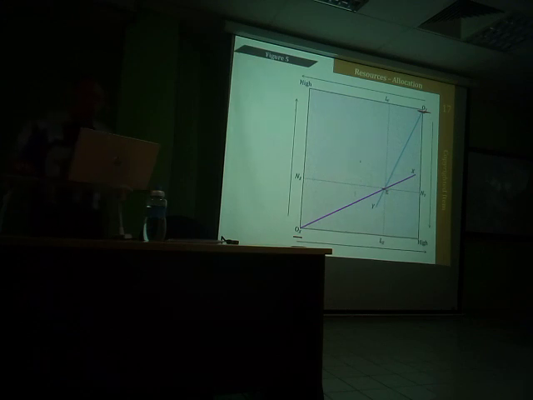Now, how to read this Edgeworth box? From here, we have the point of origin of X. This vertical axis measures the quantity of land. The more you go up, the more land you use. And the horizontal axis measures the quantity of labor. The more you move to the right side, the more labor you use. And from the other corner, if you move to the left side, you use more labor, and if you move downward, you use more land. No matter what, the vertical axis measures land. The horizontal axis measures labor quantity.